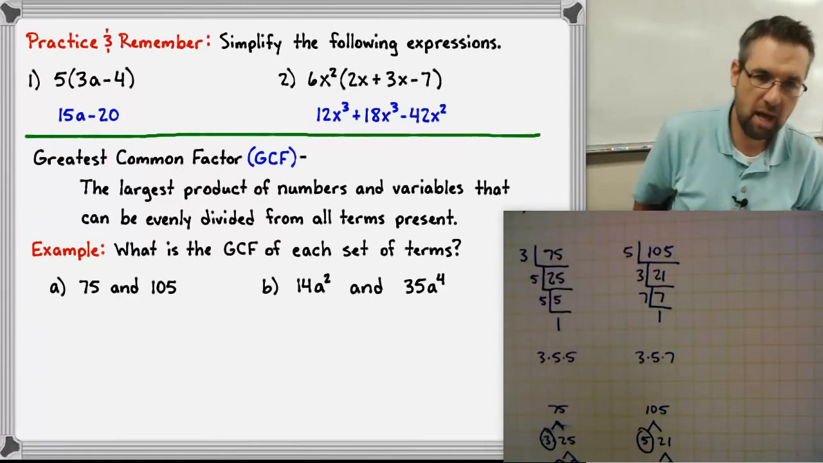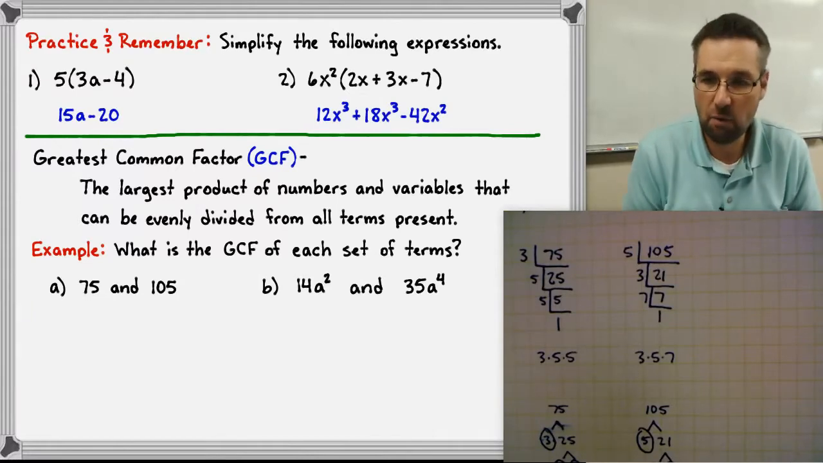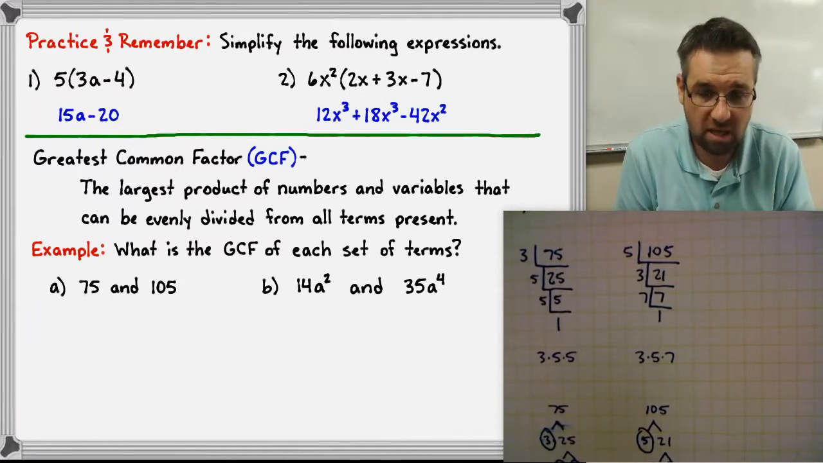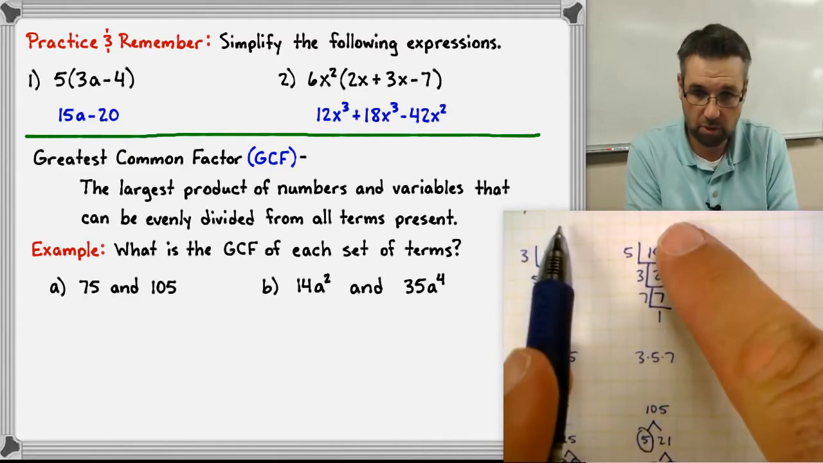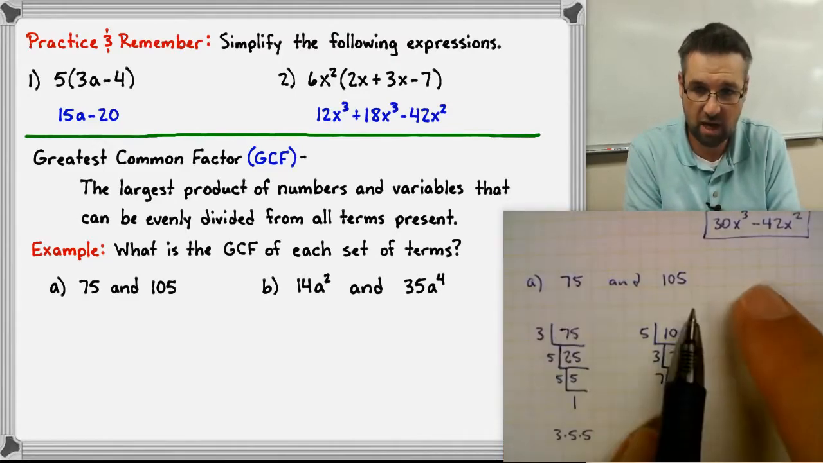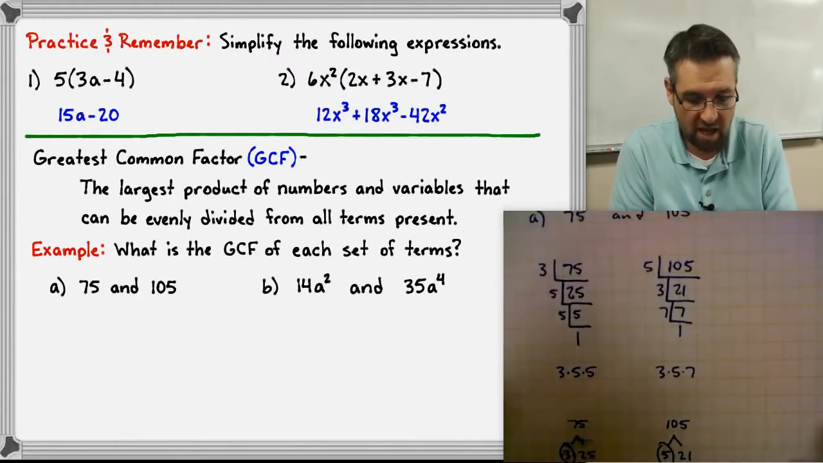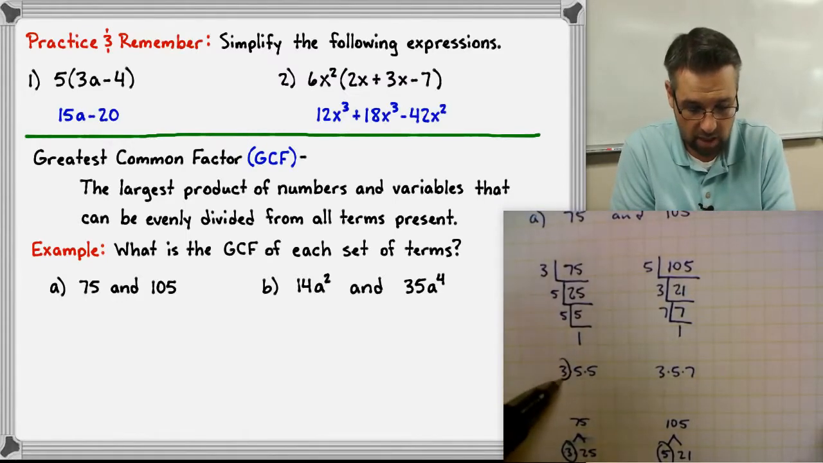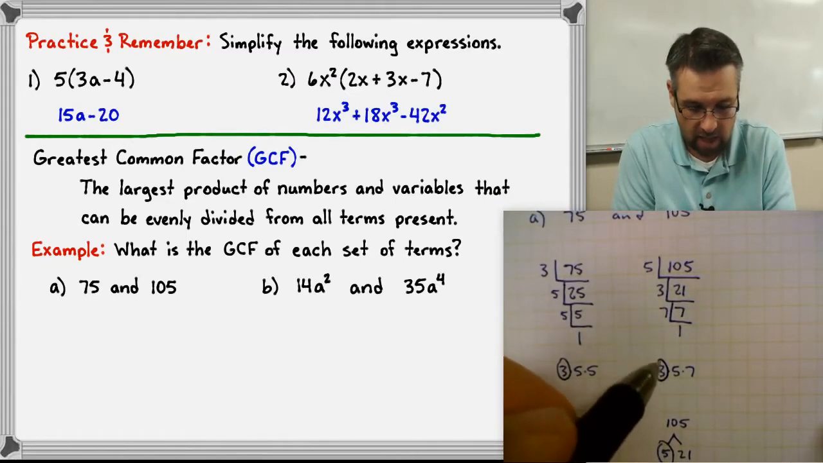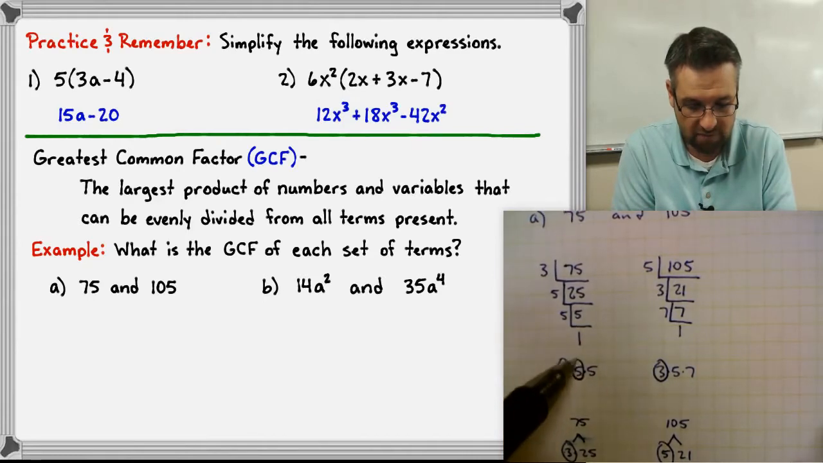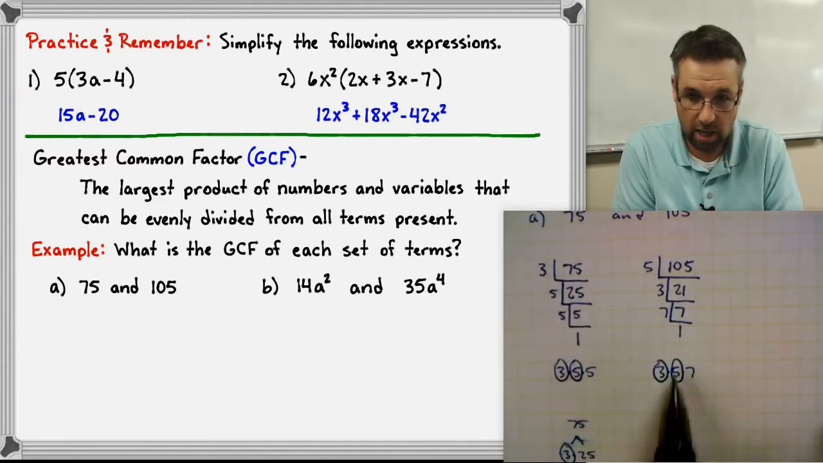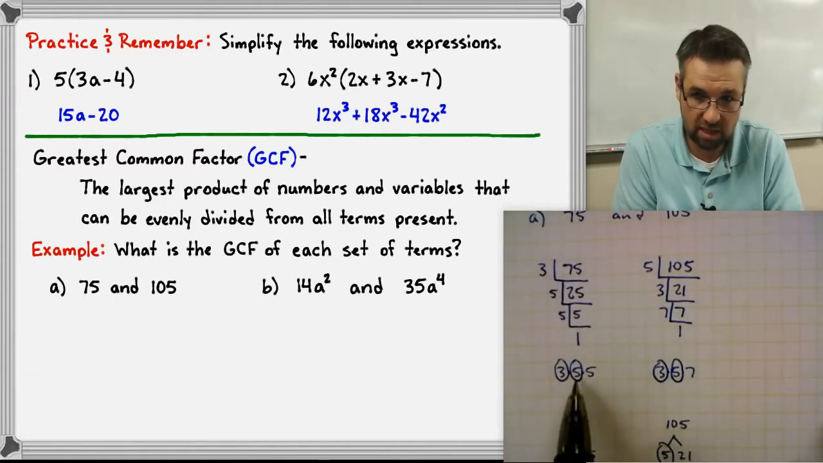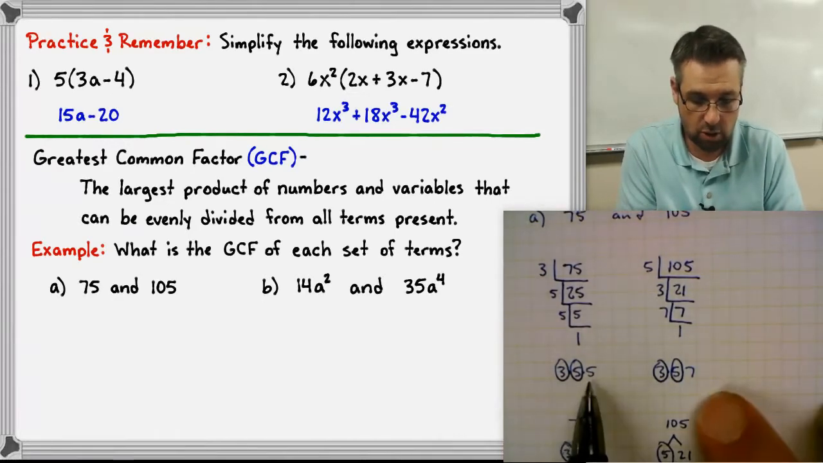But here's the bottom line. If I want the GCF, the greatest common factor, common means alike. Out of these two numbers, 75 and 105, we have a common factor of 3. They both have 3 in it. And another common factor of 5. Okay? Now this 5 does not go with anything else over here, and this 7 doesn't go with anything over here. So these are not common factors.